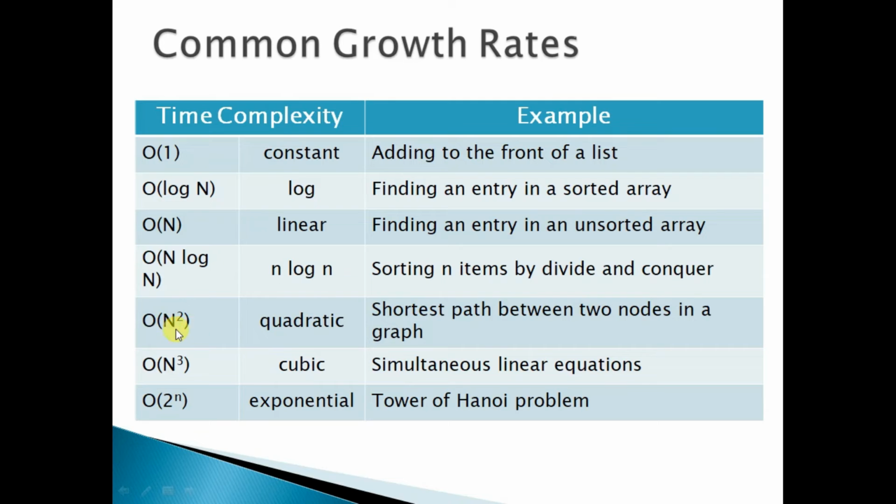Next we have order of n square, that is quadratic time complexity. An example of it is the shortest path between two nodes in a graph. Then we have cubic complexity, that is order of n cube. N cube means it will require 3 loops, one inside another. An example is simultaneous linear equations. Then we have exponential time complexity, 2 to the power n, and an example of it is the Tower of Hanoi problem.